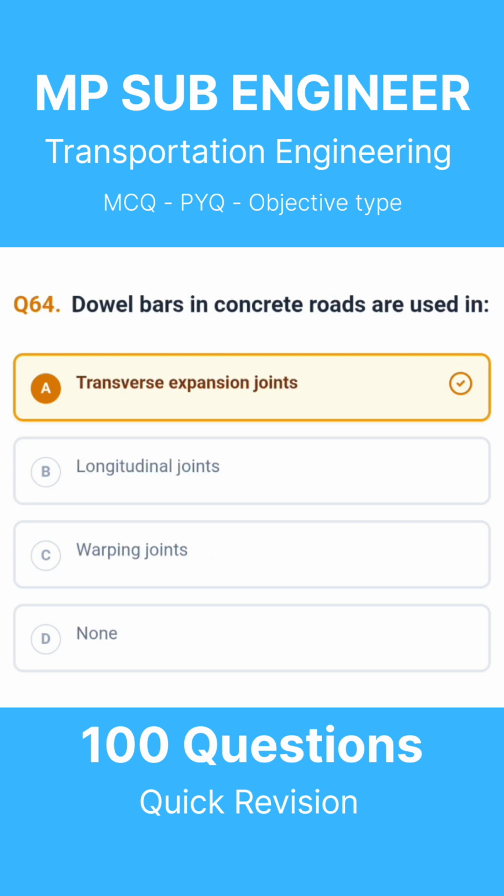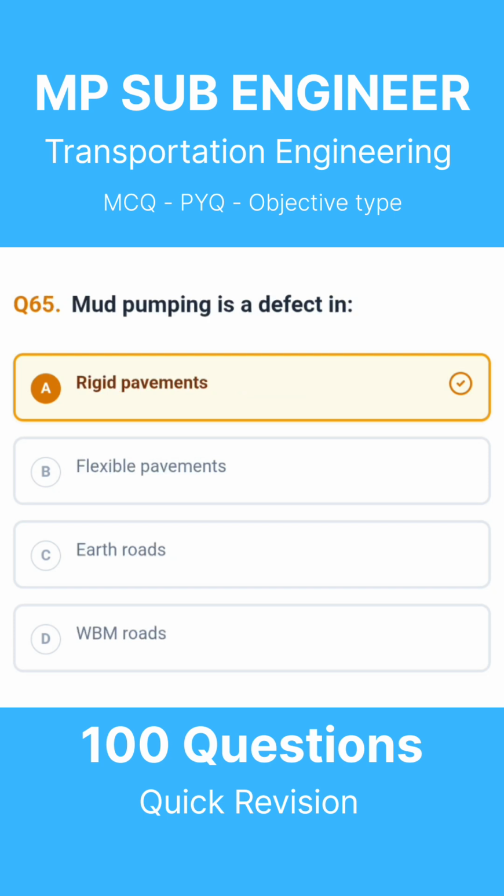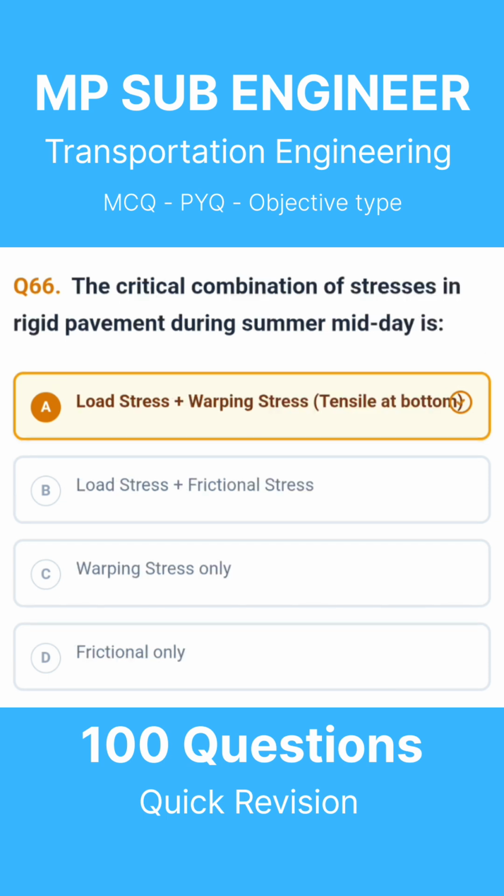Question 64. Dowel bars in concrete roads are used in. The correct answer is transverse expansion joints. Question 65. Mud pumping is a defect in. The correct answer is rigid pavements. Question 66. The critical combination of stresses in rigid pavement during summer midday is. The correct answer is load stress plus warping stress, tensile at bottom.